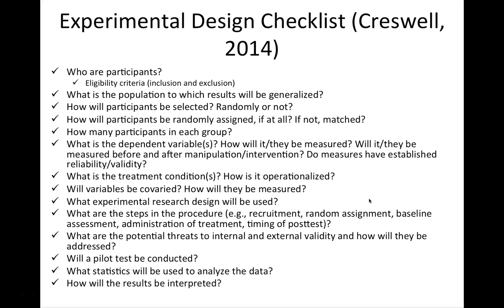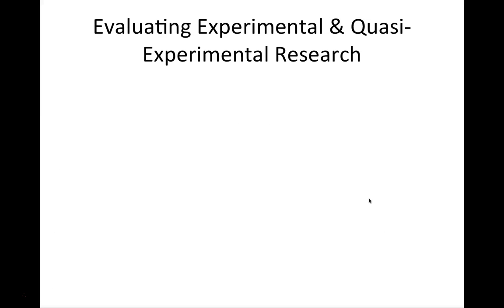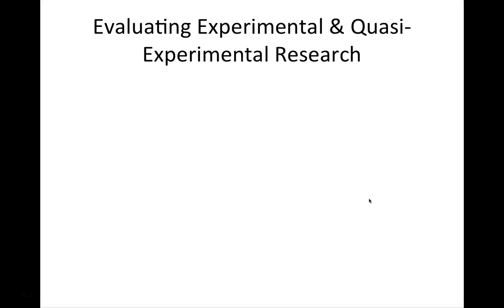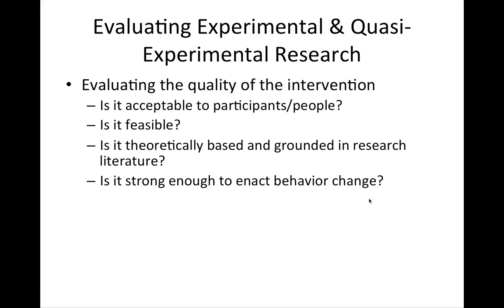How will we analyze the data and interpret those results? And then what conclusions will we make? So how will all of this information impact the conclusions that we can make once it's all said and done? And so when we're evaluating experimental and quasi-experimental research, we want to think about the quality of the intervention. So is it acceptable to participants, to people, clients, adolescents, what have you? Is it feasible? And is it feasible both in a lab situation and out in the real world?